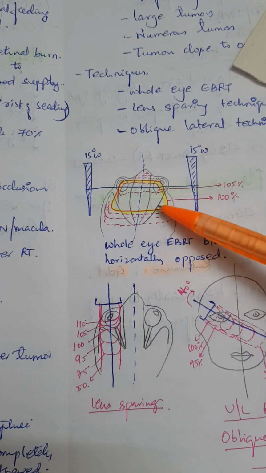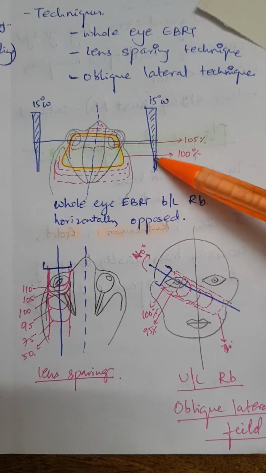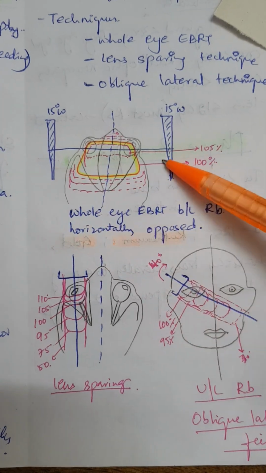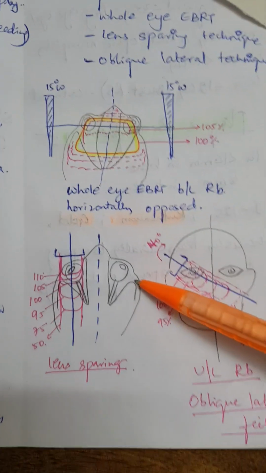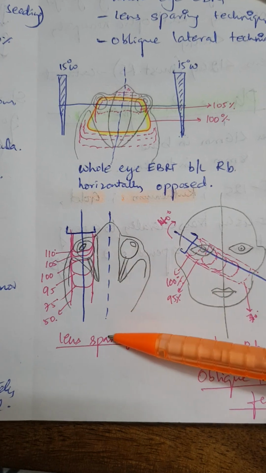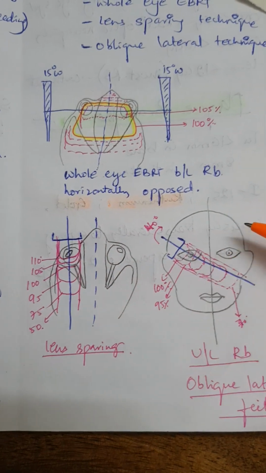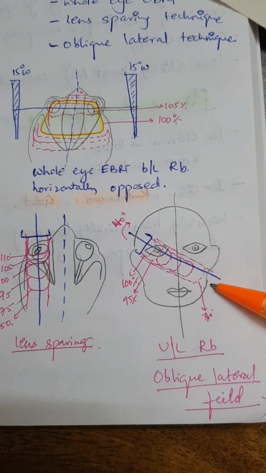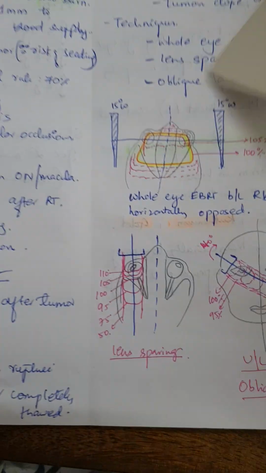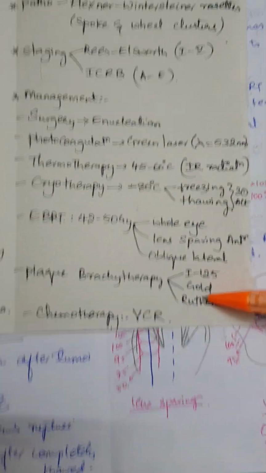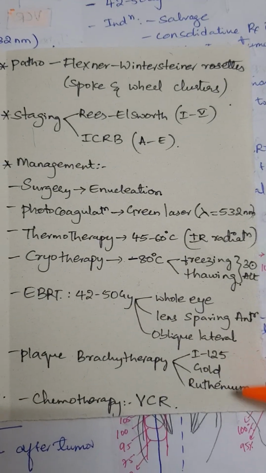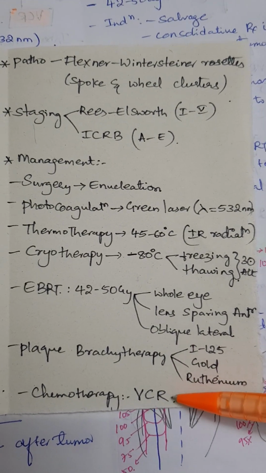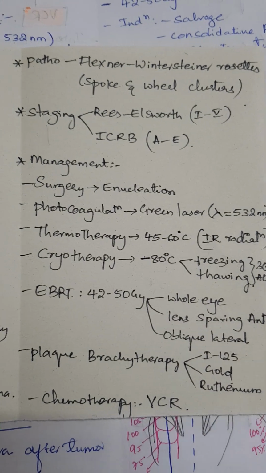It is the whole eye in the sense, here in this sense it is a bilateral retinoblastoma, so laterally opposed, horizontally opposed whole eye EBRT. This is anteriorly lens sparing RT EBRT, and this is oblique at a 40 degree angle for unilateral retinoblastoma, oblique lateral field. Apart from that, plaque brachytherapy using iodine 125, gold and ruthenium can be done. Chemotherapy regimens that is used as vincristine, carboplatin and etoposide, that is VCE.